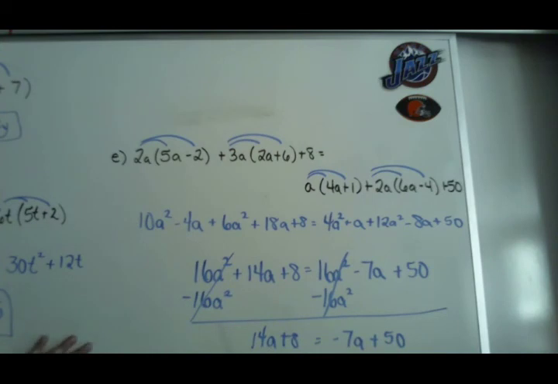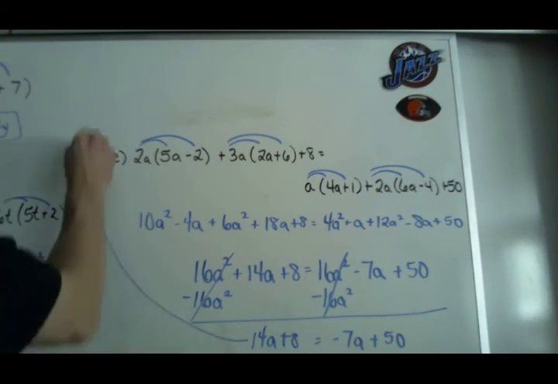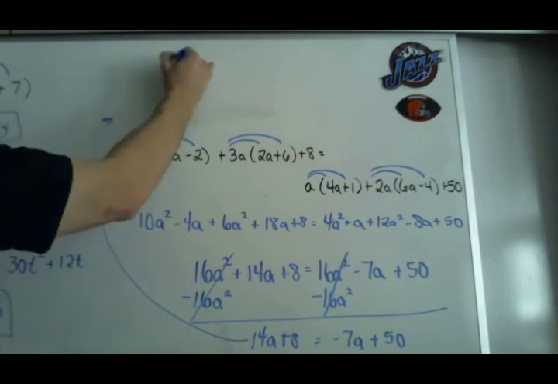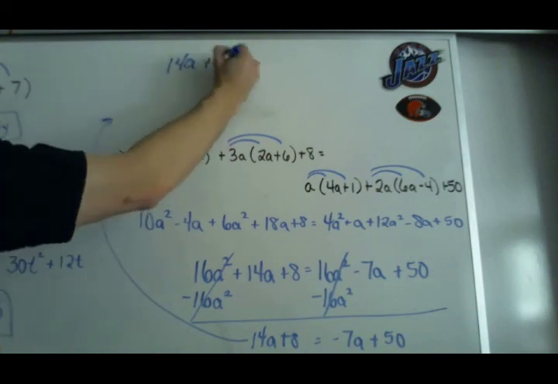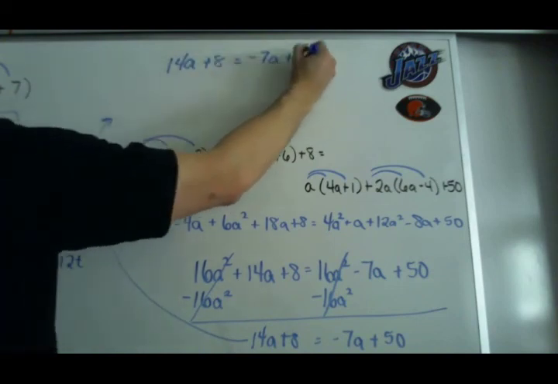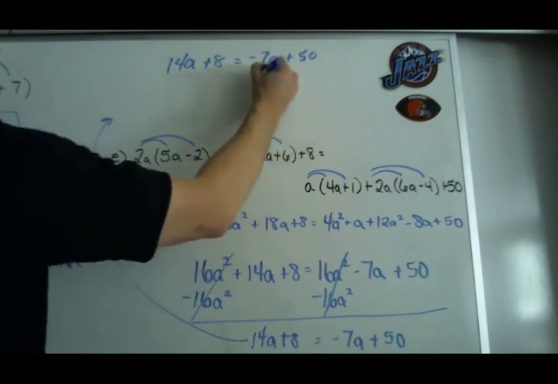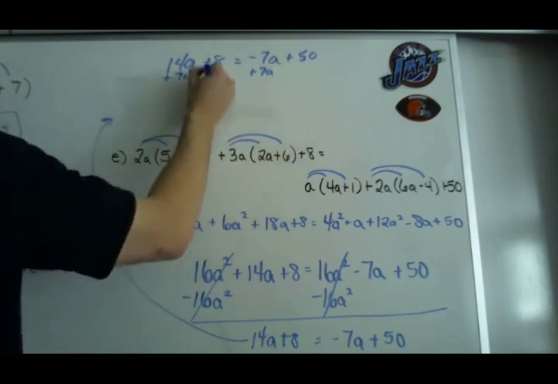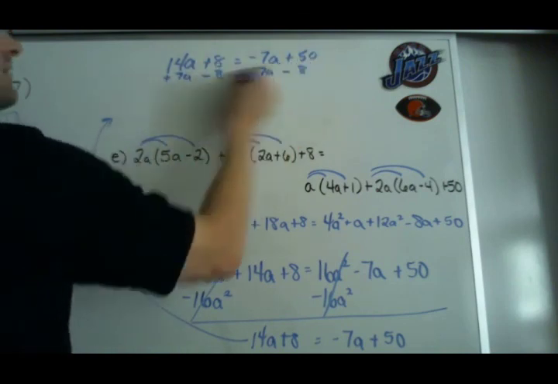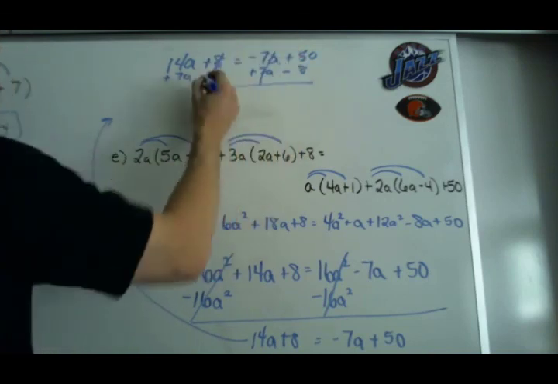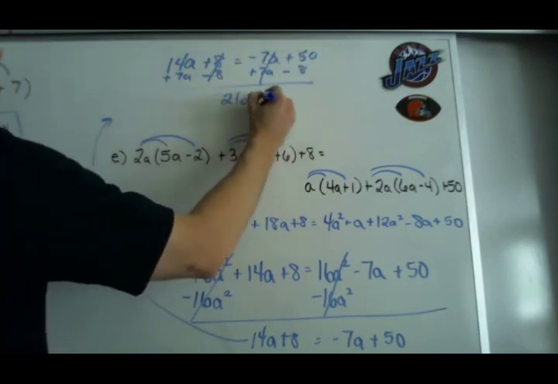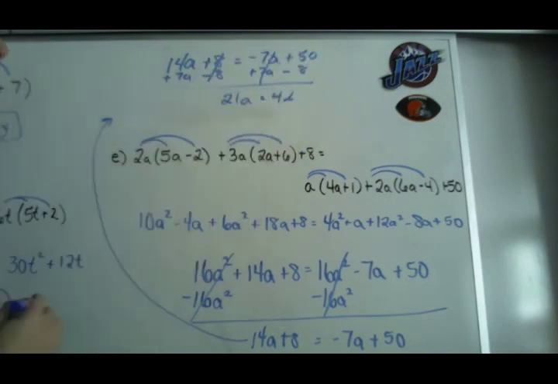Okay. So now, bringing this back up, I'm going to move back to the top so it all stays on camera. I've got 14a plus 8 equals a negative 7a plus 50. So I'm going to add 7a and at the same time subtract 8. So those cancel, those cancel. I've got 21a equals 42.